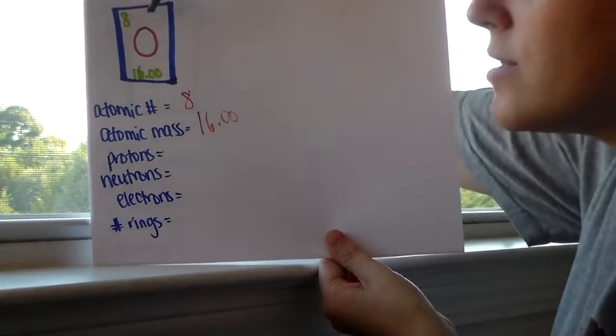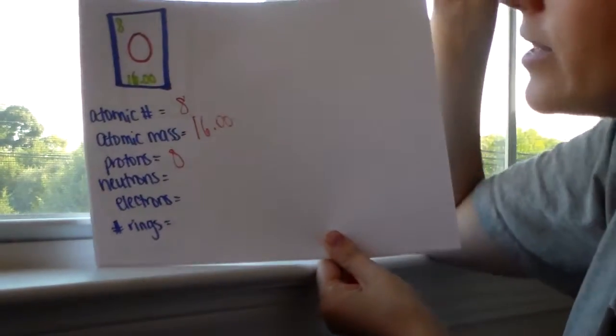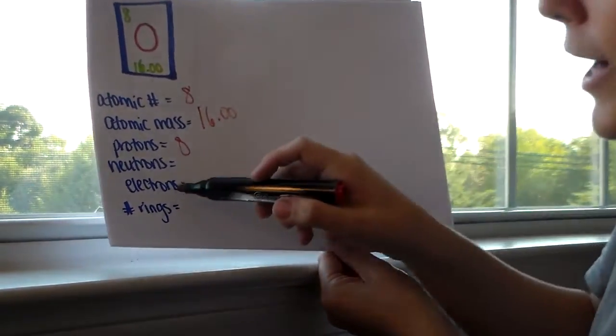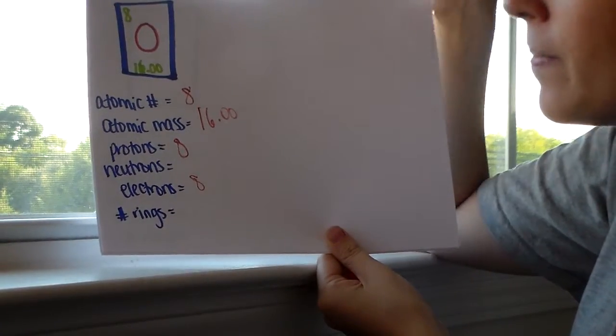Your protons is equal to your atomic number. So oxygen has 8 protons. Your electrons is equal to the atomic number. So you have 8 electrons.